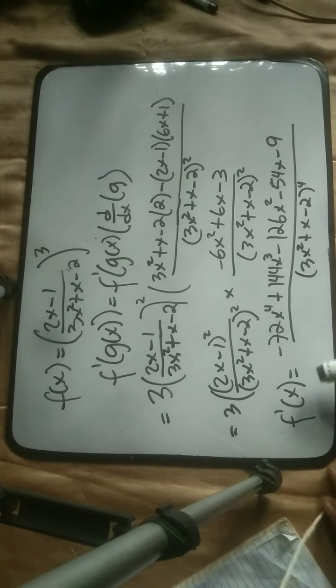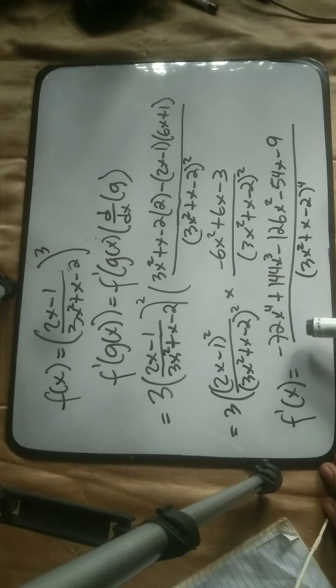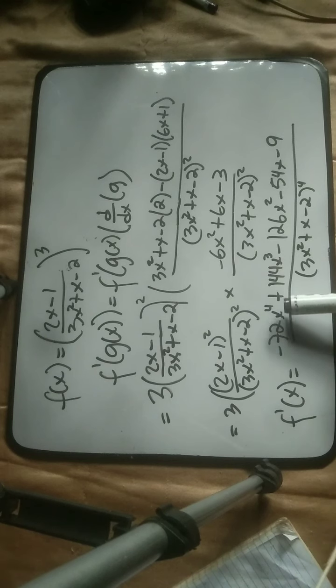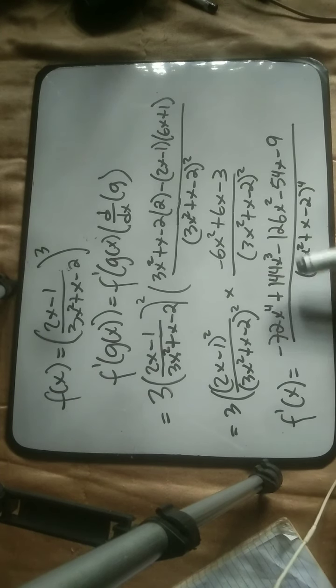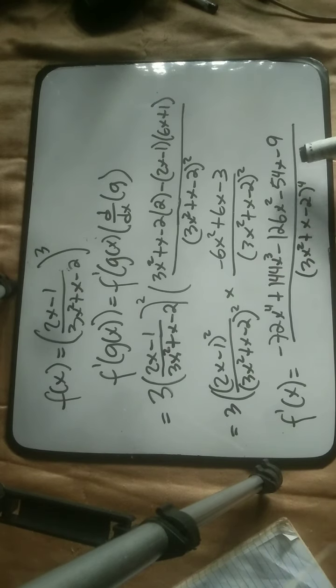So we get the derivative of f of x equal to negative 72x to the fourth plus 144x cubed minus 126x squared minus 54x minus 9, over (3x squared plus x minus 2) raised to the power of 4.